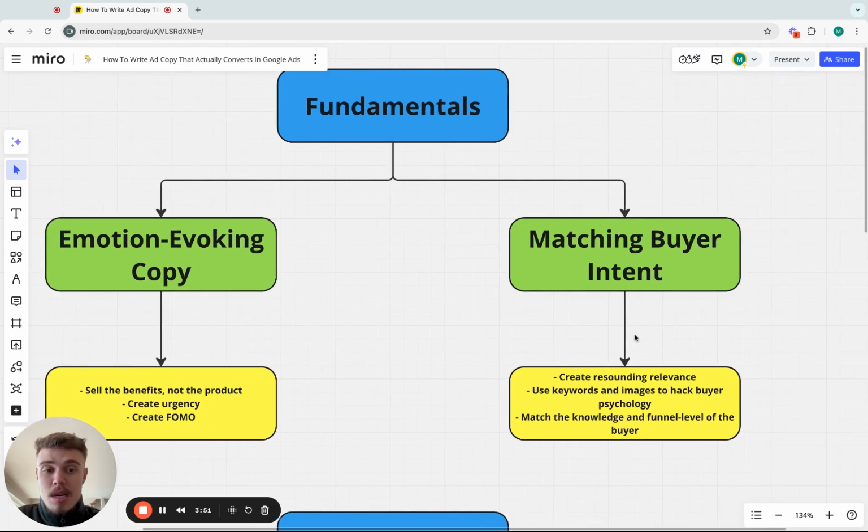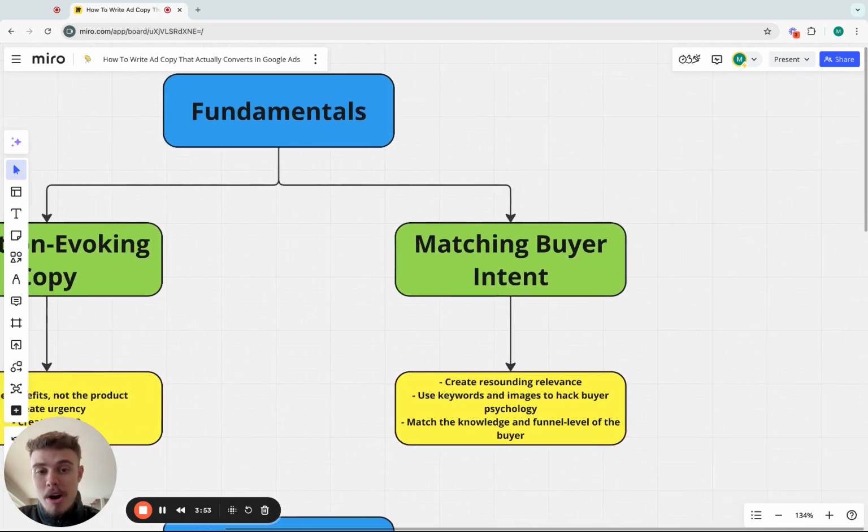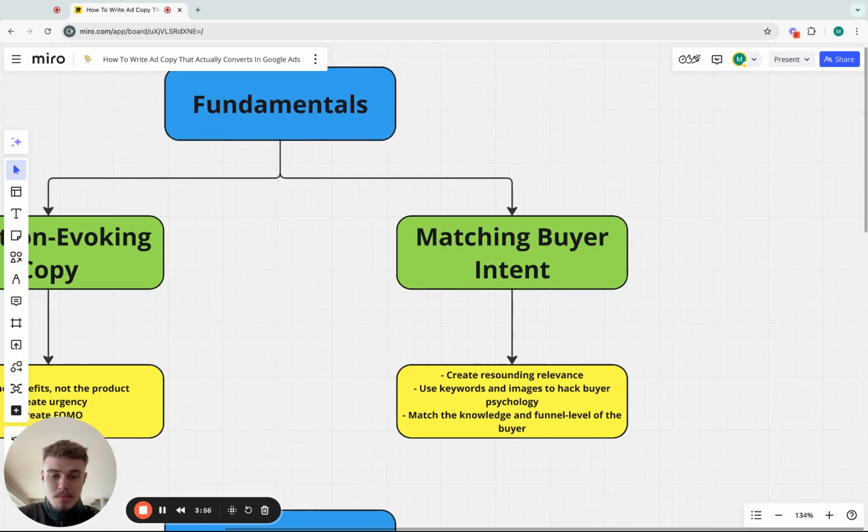Another important fundamental is matching buyer intent. So your ad needs to create resounding relevance with what they're looking for. For example, if you have specific keywords in the ad copy, things that they might be searching.